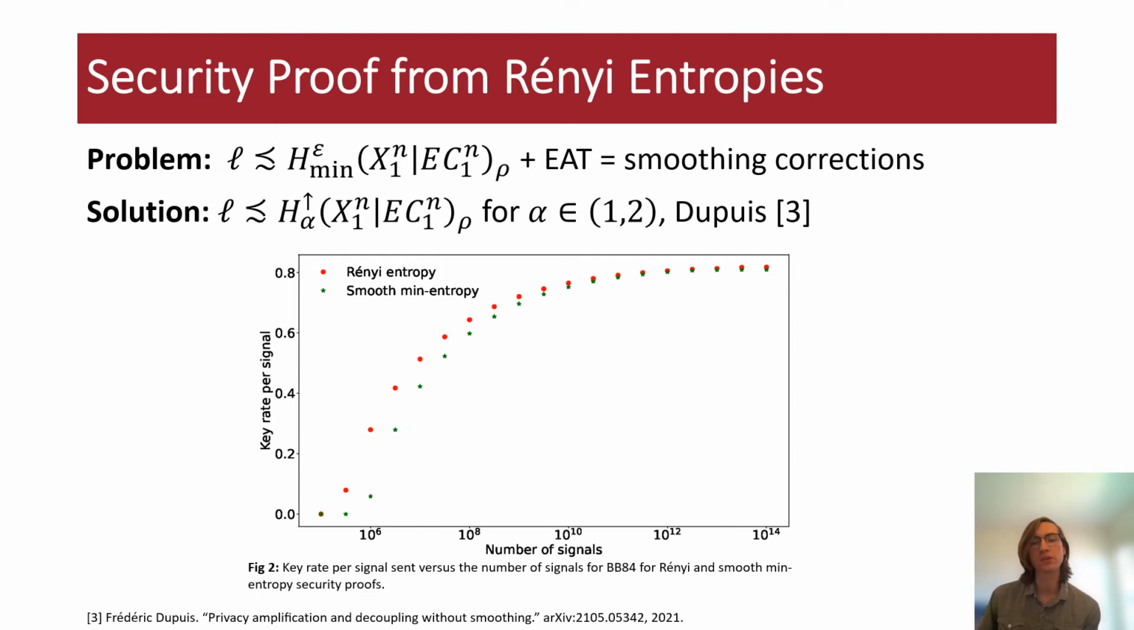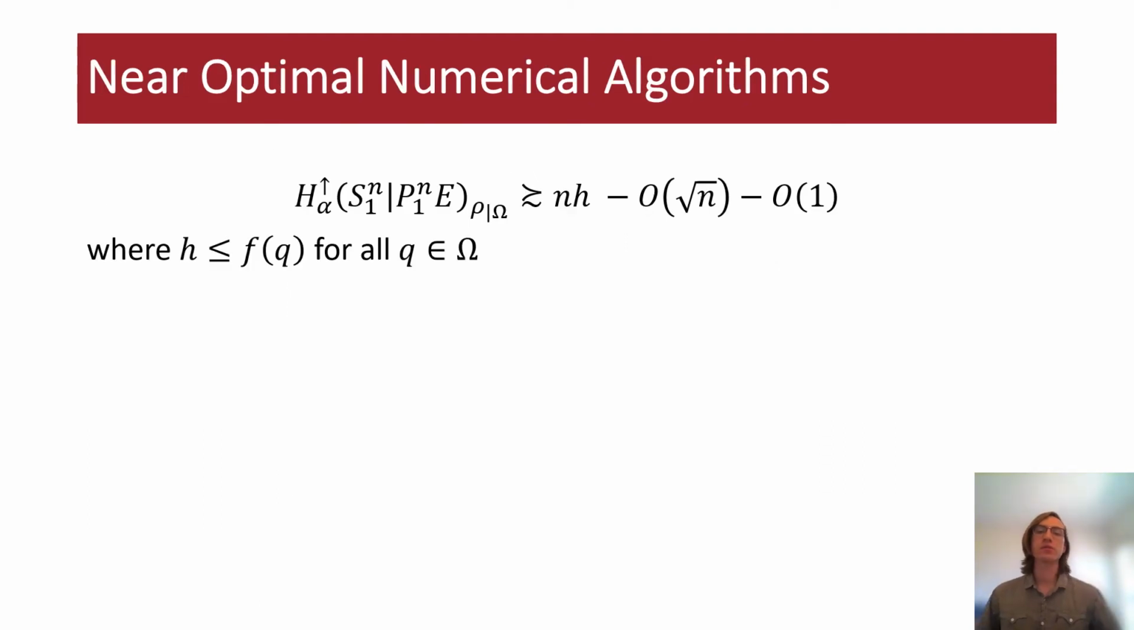So the Rényi entropy is the red dots, and the smooth min entropy is the green dots. This is for basic BB84, but it's still a significant difference in the small block length, which is what we care about. So this is exciting, and again, this isn't restricted to our setting, so hopefully other people can use it as well. And then the last thing we do is we establish near optimal numerical algorithms.